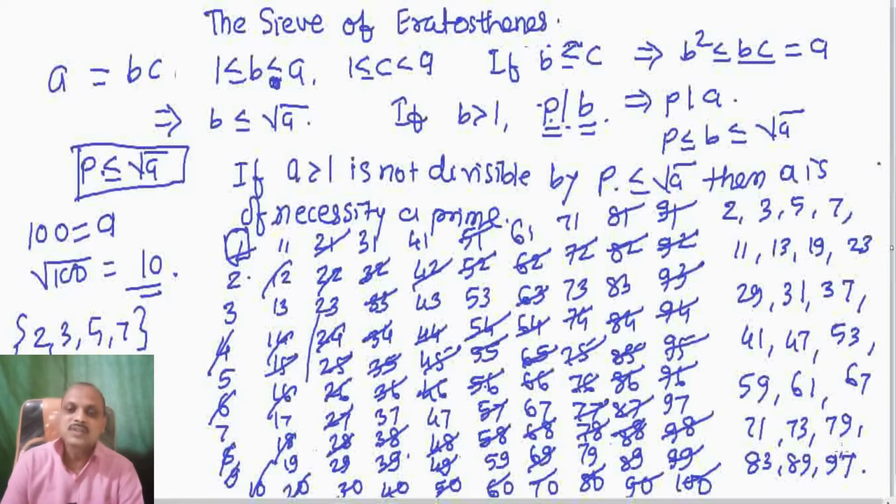So this is the technique of the sieve of Eratosthenes to find prime numbers below a given number.